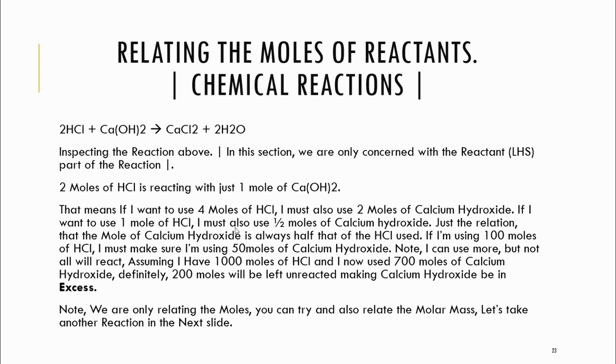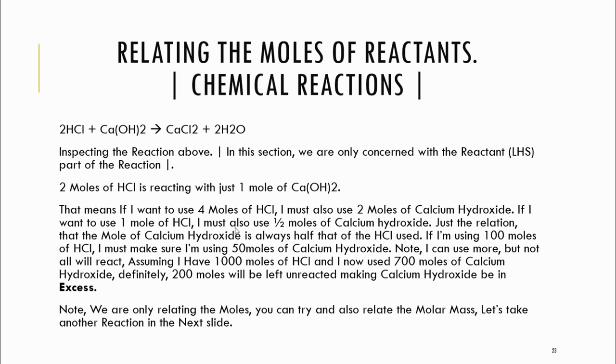That's the idea. That means for 3 moles of HCl, we need 1.5 moles of calcium hydroxide. For 10 moles of HCl, we need 5 moles of calcium hydroxide. That's it. We are relating moles here. So for 4 moles of HCl, we need 2 moles of calcium hydroxide. For 100 moles of HCl, we use 50 moles. That's just the idea. Very simple.